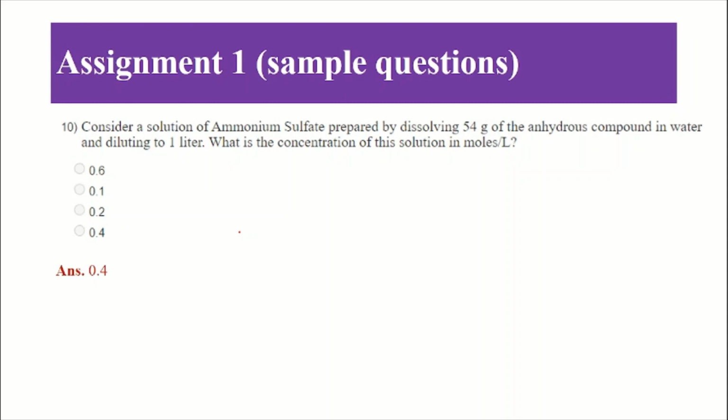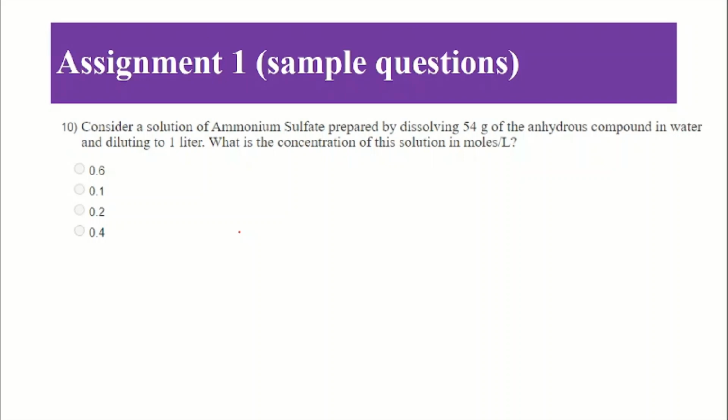And last question. Consider a solution of ammonium sulfate prepared by dissolving 54 gram of the anhydrous compound in water and diluting to 1 liter. What is the concentration of the solution in moles per liter? You may have seen the answer, but the correct answer here is 0.4 moles per liter. But how will you get to that answer? I'll just let you know the solution for that.